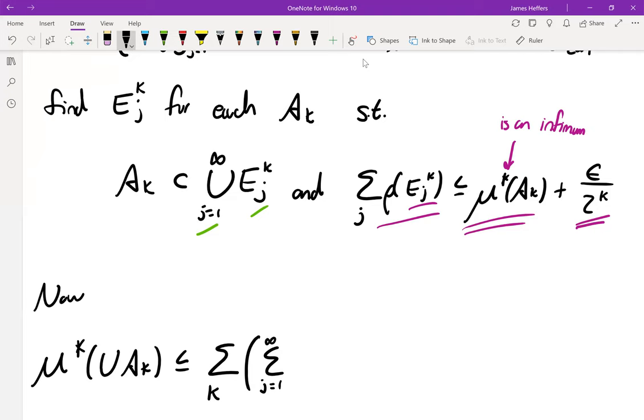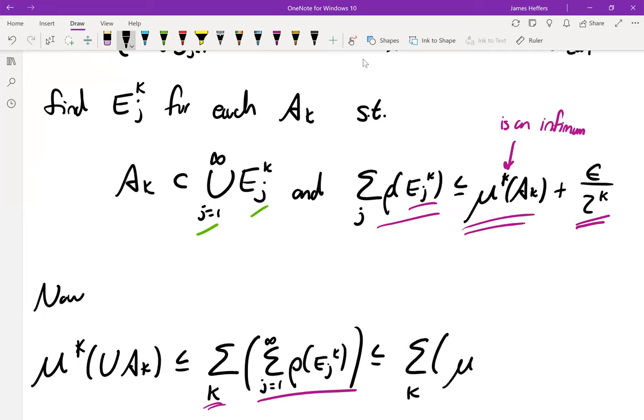So we first do the inner sum over the J's. And this gives us our cover over A_K, and then we sum over all the K's. So we're basically summing together rho of every element of every cover for each A_K. That inner sum we know is less than or equal to, well, we just discussed it above. That's what the inner sum is less than or equal to.